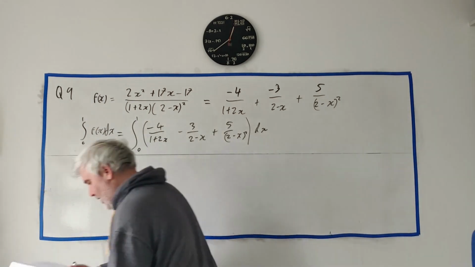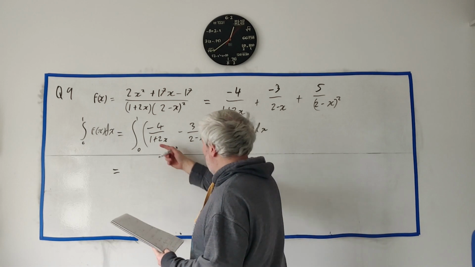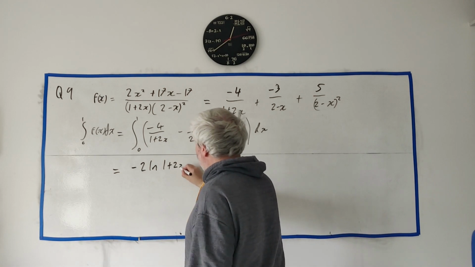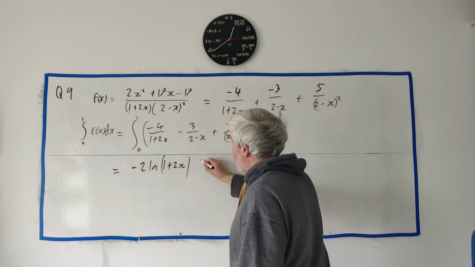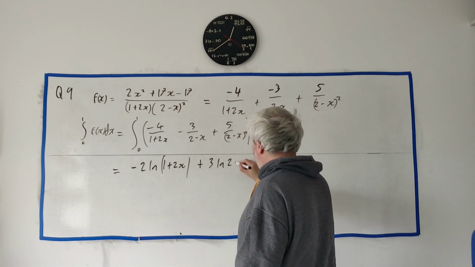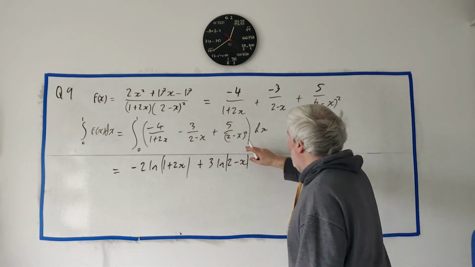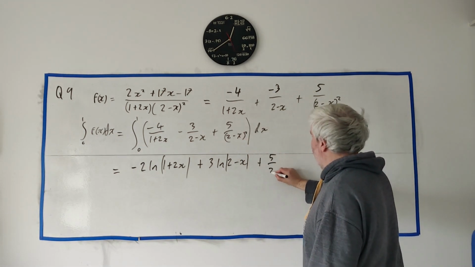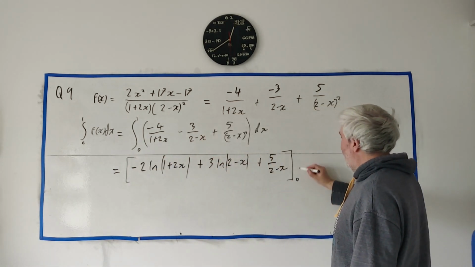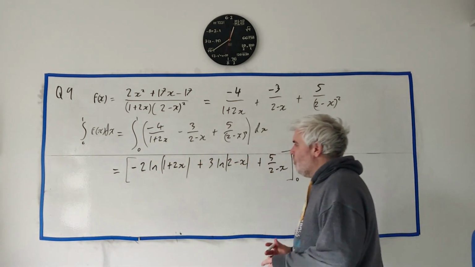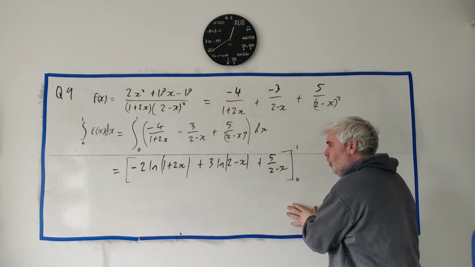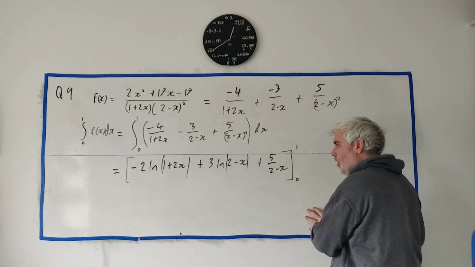The integral, let me just check my notes first. The integral of this guy was minus 2 natural log of 1 plus 2x. The integral of this guy was plus 3 natural log of 2 minus x. And the integral of this guy was plus 5 over 2 minus x. And let's put a big bracket around all this, and we'll evaluate it between 0 and 1. Remember, that just means we put 1 in for x and write all this out, and then minus, we put 0 in and write all of it out.